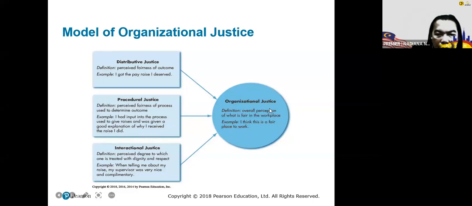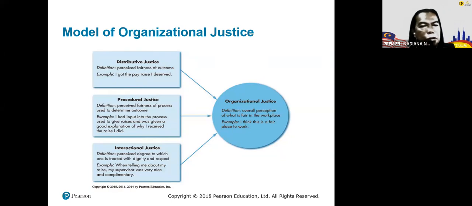What is organizational justice? Organizational justice is the overall perception of what is fair in the workplace. For example, I think this is a fair place to work. It has several dimensions. Number one is distributive justice, the perceived fairness of outcome. They look at the outcome, not the input. For example, I got the pay raise, and I deserve it.